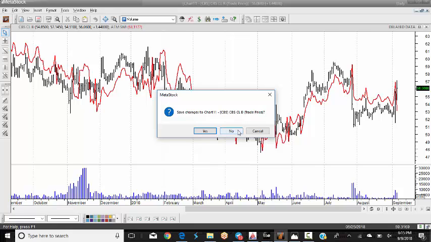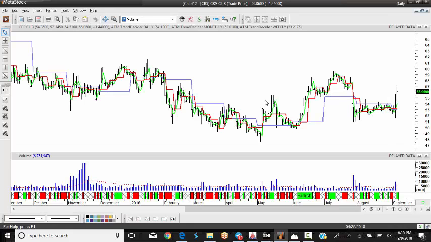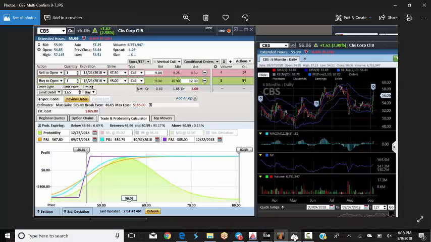And then last but not least, the trend decider. Wait, did I do the SMI? Yeah, that was the SMI. And so again, green is daily, red is weekly, and blue is monthly. And you want to see everything above the monthly. And so that just happened. And you can see that just went green as well. So, I mean, I can't think of any more ways we can confirm this trade.